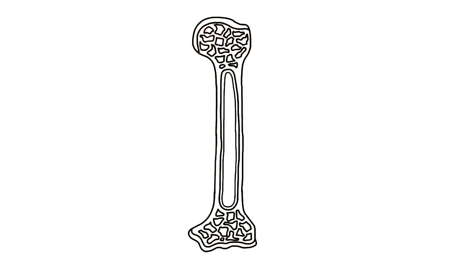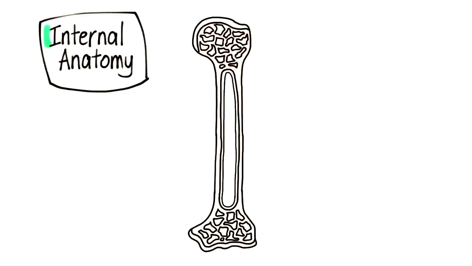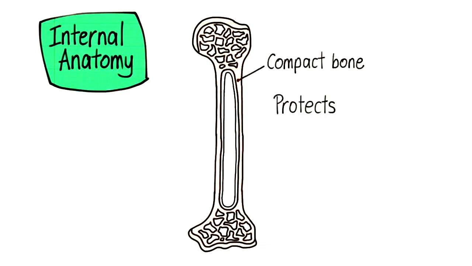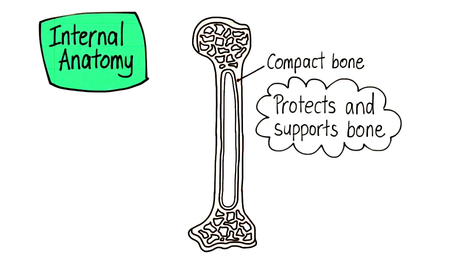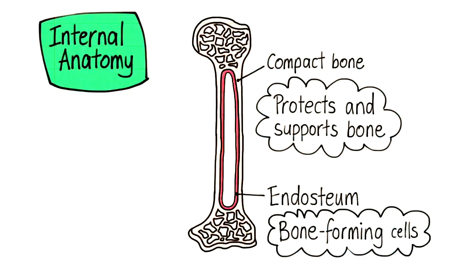If we cut the humerus in half lengthwise, we can examine the internal anatomy of a long bone. The wall of the diaphysis is made of dense or compact bone. Compact bone is incredibly strong and protects and supports bone. Lining the inside of the compact bone is a thin membrane called the endosteum. It contains bone-forming cells as well as some connective tissue.